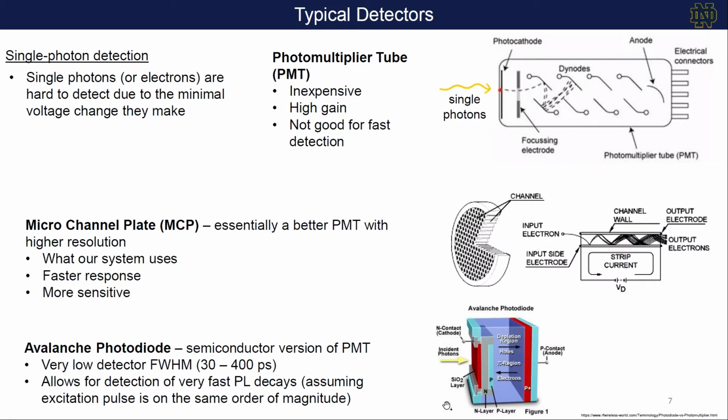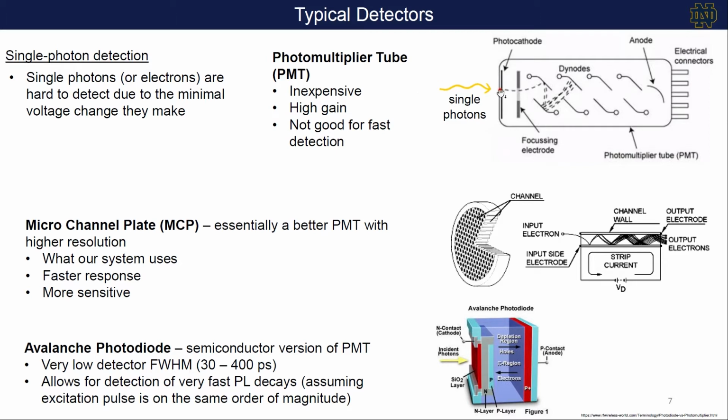So I think it's also important to talk about the detectors that are used in these systems. Again, from the name time-correlated single photon counting, we do have to have the ability to count accurately a single photon or electron. But in general, this is really not very easy per se. A single photon or really a single electron doesn't give much of a voltage change. So typically what we have to do is amplify that signal in some way. And the classical way to amplify these signals is a PMT, a photomultiplier tube. These are fairly inexpensive since they've been around for a while. They have very high gain, but they're not very good for fast detection. But I think it's still important to talk about the basic concept.